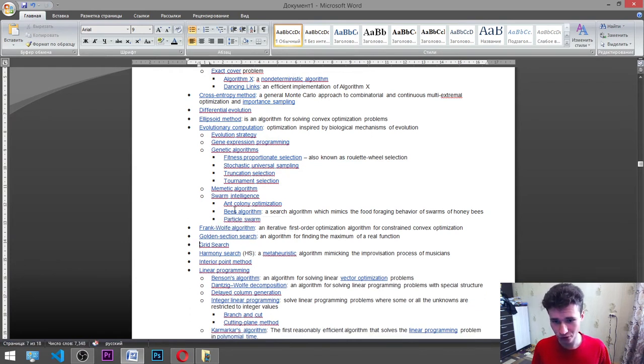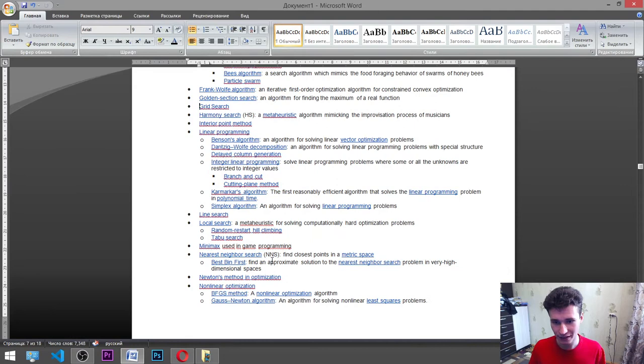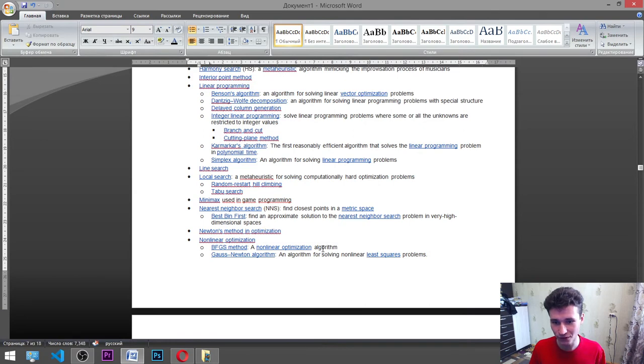Greedy algorithm, Frank-Wolfe, swarm intelligence, memetic, genetic algorithm, gene expression programming, truncation selection, tournament selection, fitness proportionate selection, greedy algorithm, harmony search, interior point method, linear programming. Okay, Benson's algorithm, Karmarkar, simplex, line search, local search, minimax, nearest neighbor search, best bin first.